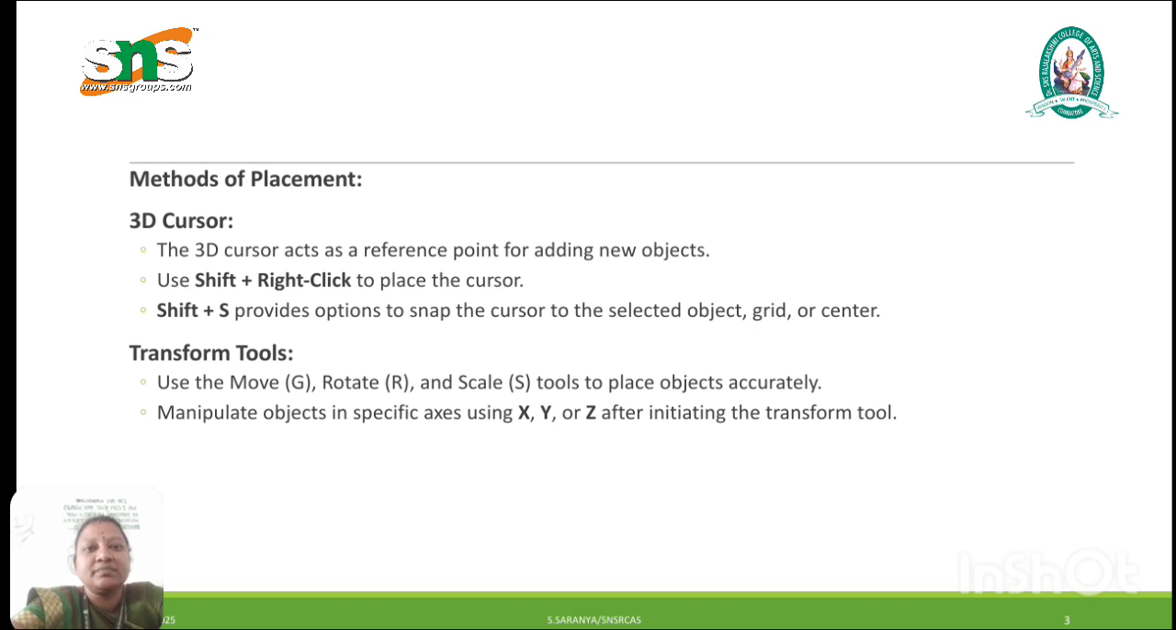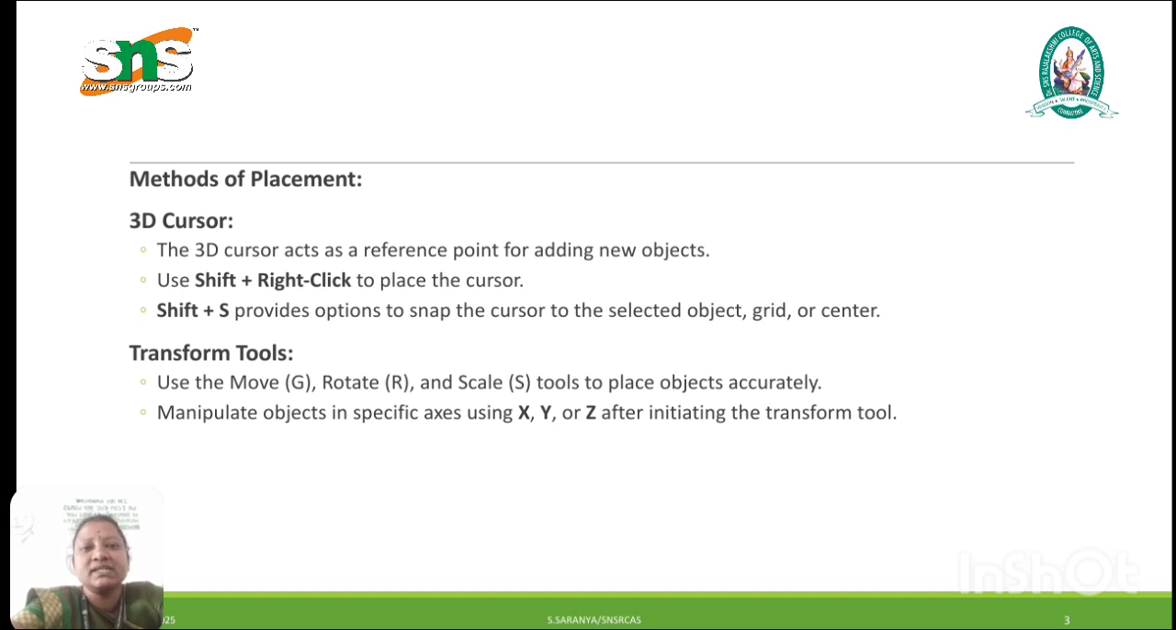Next is a method of placement. The first one is the 3D cursor transformation tool. The 3D cursor is a cursor inside the 3D viewport, which works with the left click, right click and middle click. The left click is for selecting an object, the right click is for the drop-down menus, and the middle click is for moving up and down.